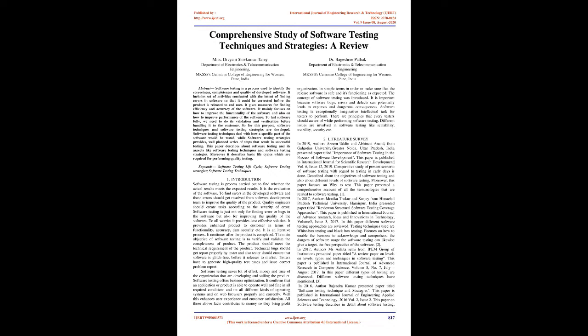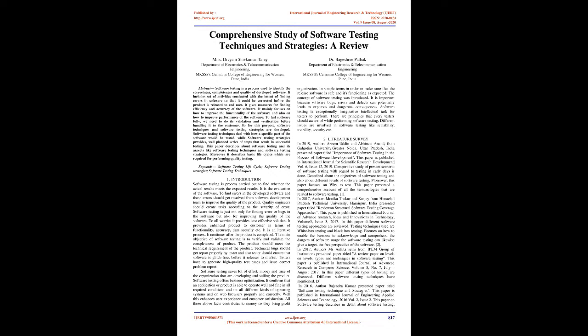1. Introduction. Software testing is a process carried out to find whether the actual results meet the expected results. It is the evaluation of the software to find errors in the developed software, and those errors should get resolved by the software development team to improve the quality of the product. Quality engineers should create tasks according to the severity of the error. Software testing is not only for finding errors or bugs in the software but also for improving the quality of the software. To all worries, it provides a cost-effective solution.